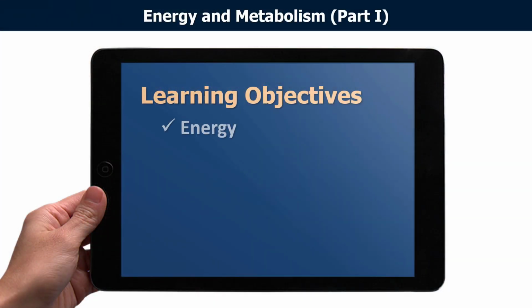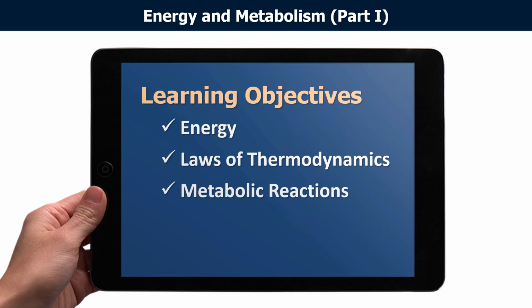The first thing we'll want to do is define energy, get a handle on what that is. Then we'll talk about the laws of thermodynamics that govern the properties of energy and how energy gets transferred around. Specifically, we'll want to look at metabolic reactions, chemical processes going on within cells. We'll look at energy coupling, how cells utilize the energy of one process to fuel another process.